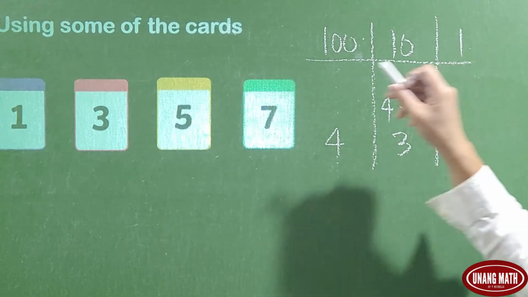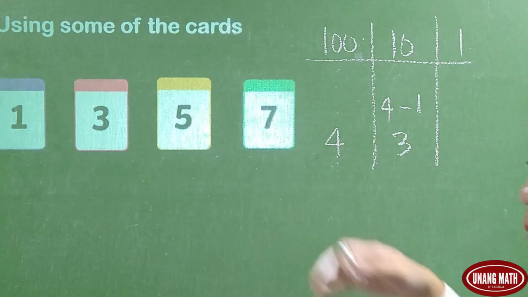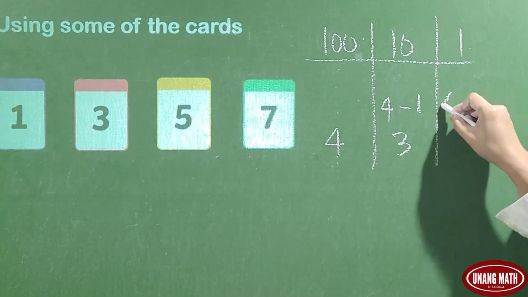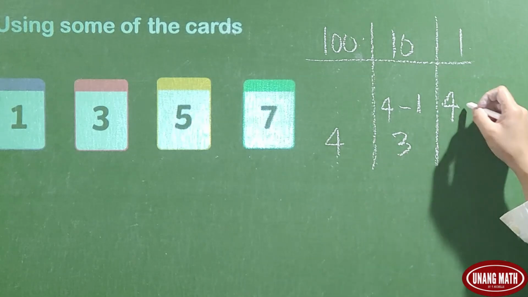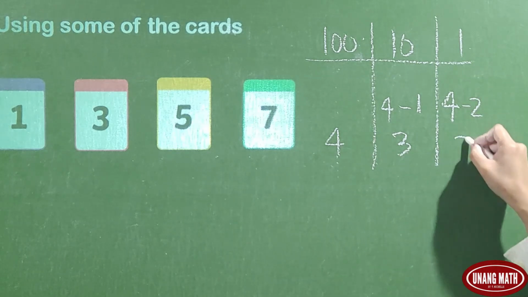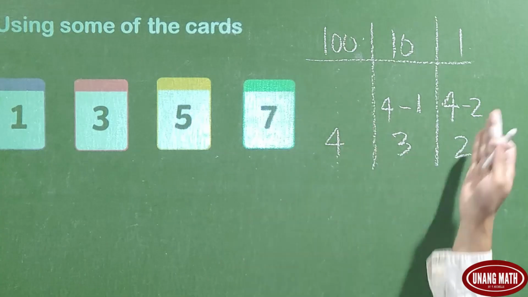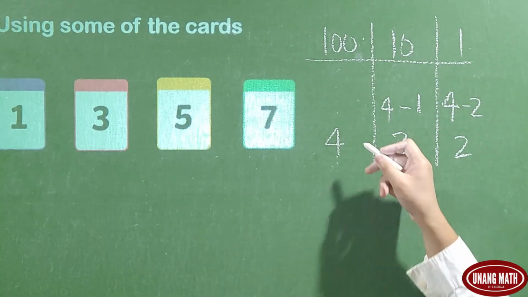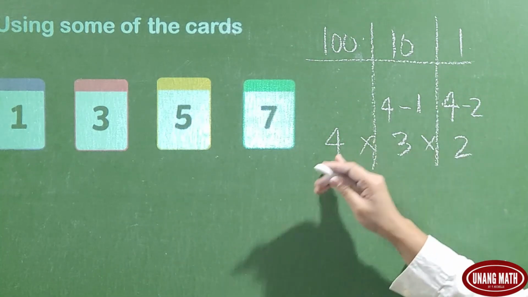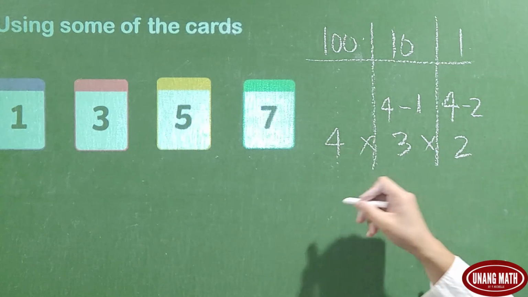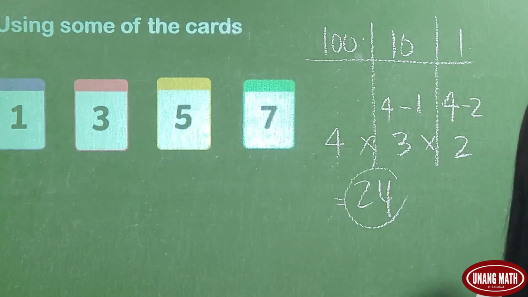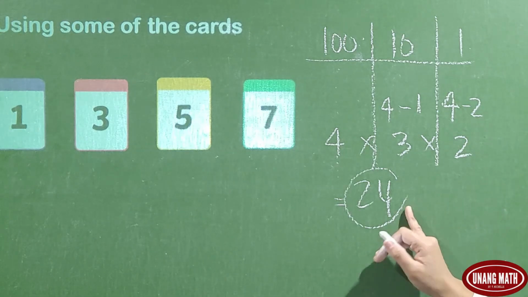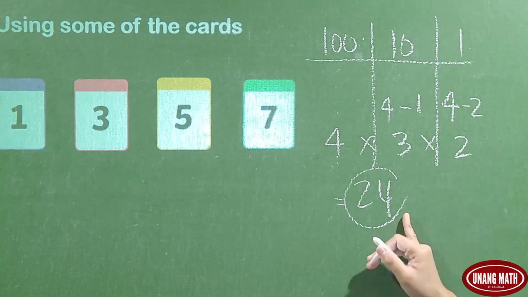What about in the ones place? We can write 1, 3, 5, or 7. So 4. But since we already used two numbers, then we have to subtract 2. So this is 2. We are using these numbers at the same time, so we have to multiply 4 by 3 by 2. And this is equal to 24. It means there are 24 possible outcomes.